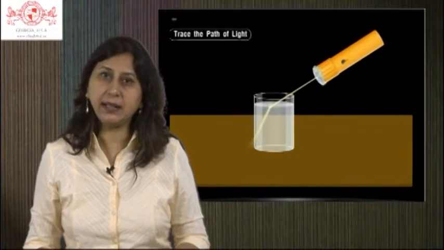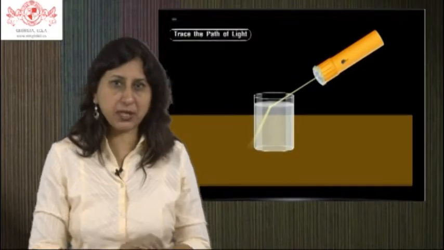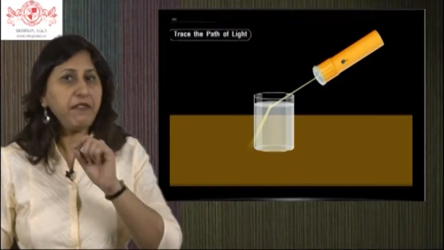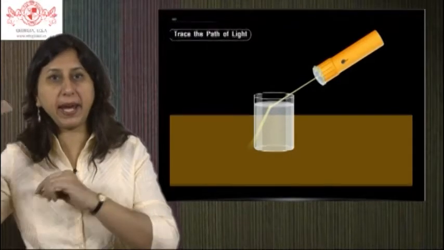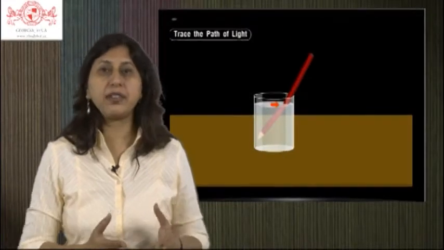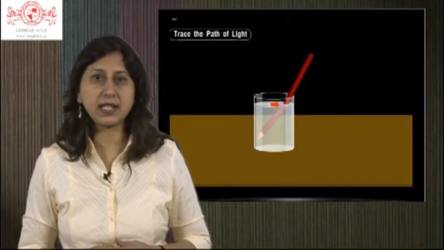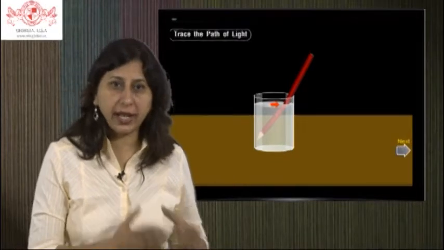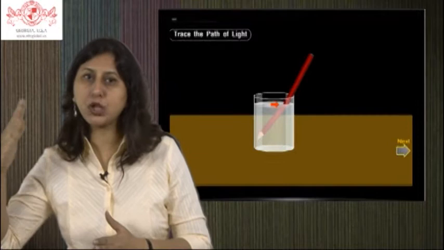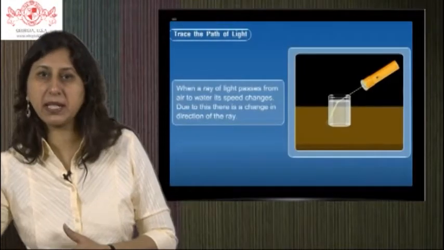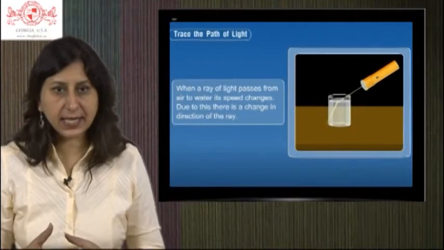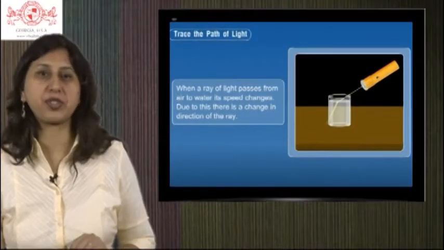Now similarly, a pencil partially dipped in water appears bent to the observer. When a ray of light passes from air to water, its speed changes. Due to this, there is a change in direction of the light. This change of direction suffered by a ray of light as it passes obliquely from one optical medium to another optical medium with different optical densities is known as refraction.